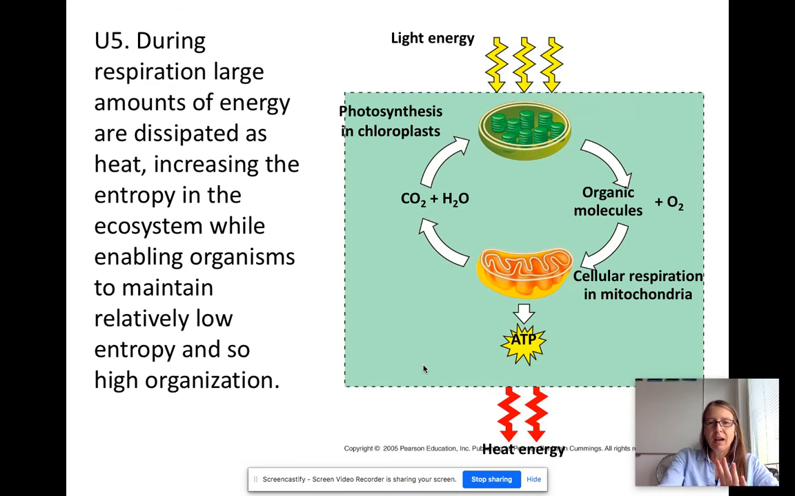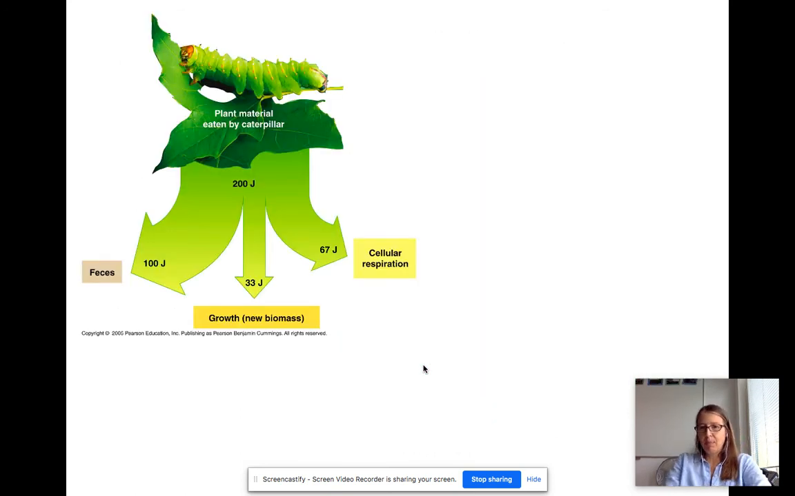Okay, now let's look at what that looks like in a caterpillar. So this caterpillar is a first level consumer and it is eating plant material, and it's going to eat 200 joules worth of energy. Now, of that 200 joules of energy it's eating from the plant, only 33 joules are actually going to go into making new biomass for that caterpillar, right? 100 joules of that, the cellulose and all the parts that it can't actually digest, is going to be pooped out. This is called egestion.